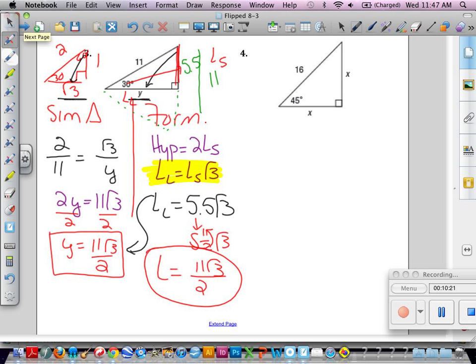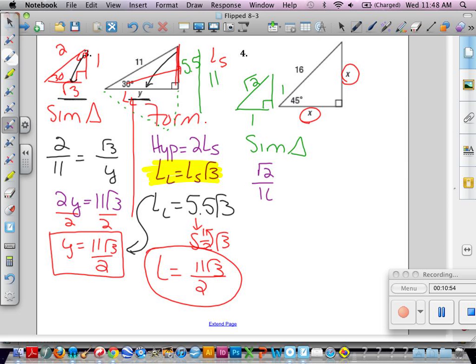Let's look at number 4. All right? In this problem, it's 45, 45, 90. The legs are going to be equal, and they have x and x there. So if I want to do it by similar triangles, I'm going to draw it right here. That would be a 1. This would be a 1. That would be a root 2. So if I'm doing similar triangles, I'm going to put my hypotenuses together, root 2 and 16. And then I'm going to put my legs together, which is a 1 and an x.